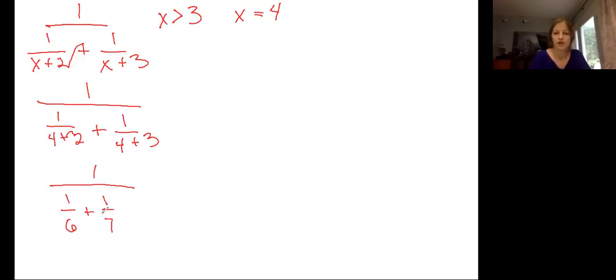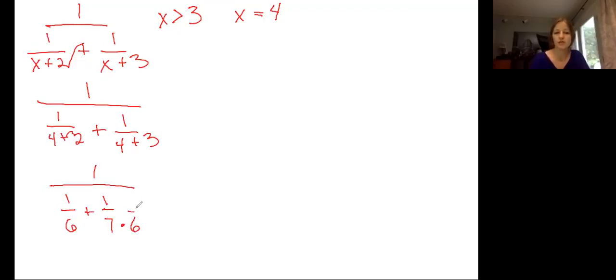Now we need to talk about how do we add fractions. We can't add fractions when their denominators are not the same, right? So we have to find a common denominator. So we're saying, what is the least common denominator between 6 and 7? And in this case, the least common denominator is 6 times 7 is 42. So I have to say, what do I need to multiply 7 by to get 42? We have to multiply it by 6.